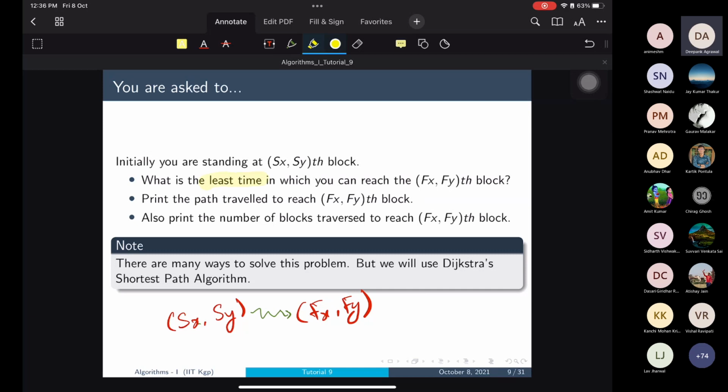Other things, like printing the path and printing the number of blocks traversed, are easy to find once you have found the path from sx sy to fx fy, right? There are many ways to solve this problem, but you have to use the Dijkstra shortest path algorithm to solve it.